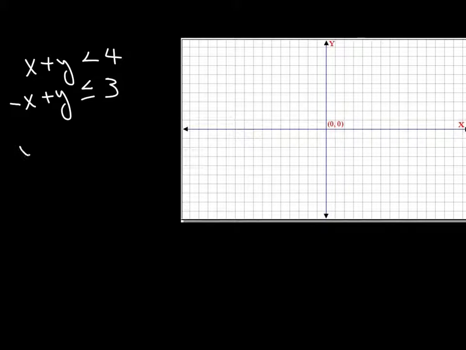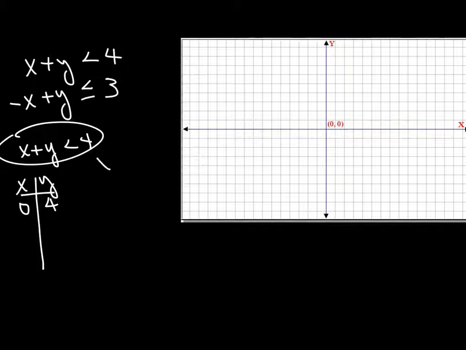So let's look at the x plus y is less than 4. If I make a little table here and I put a 0 in for x, then y is going to be 4, because remember, we make it x plus y equals 4, and we graph that line. 1 plus 3 equals 4, 2 plus 2 equals 4, and we'll leave that as enough. So let's go ahead and graph that. 0, 4, 1, 3, 2, 2.